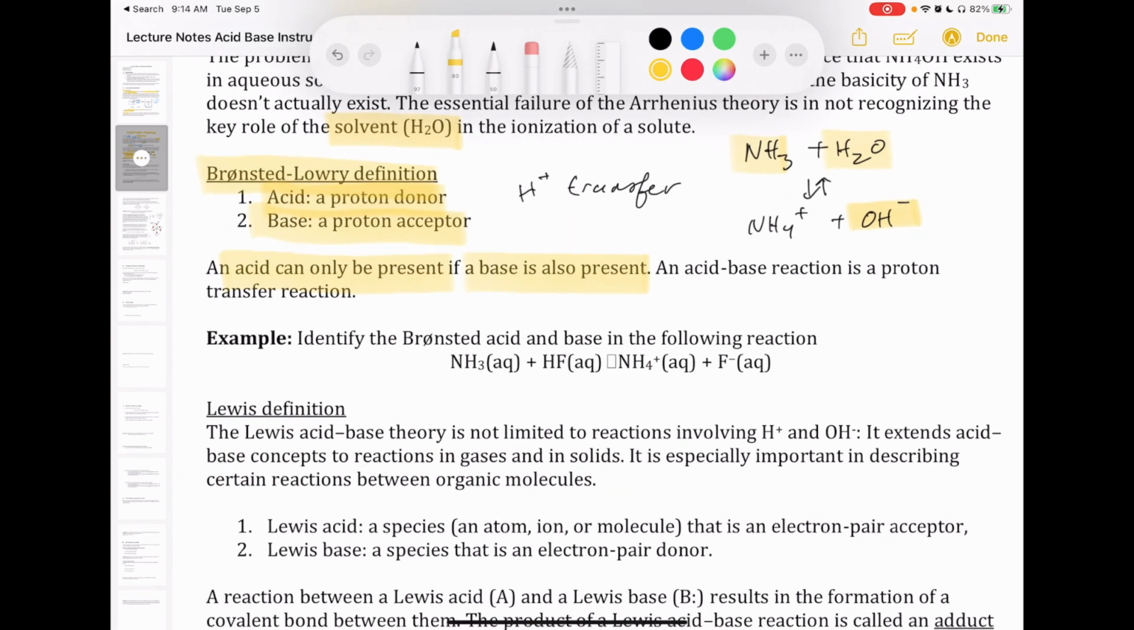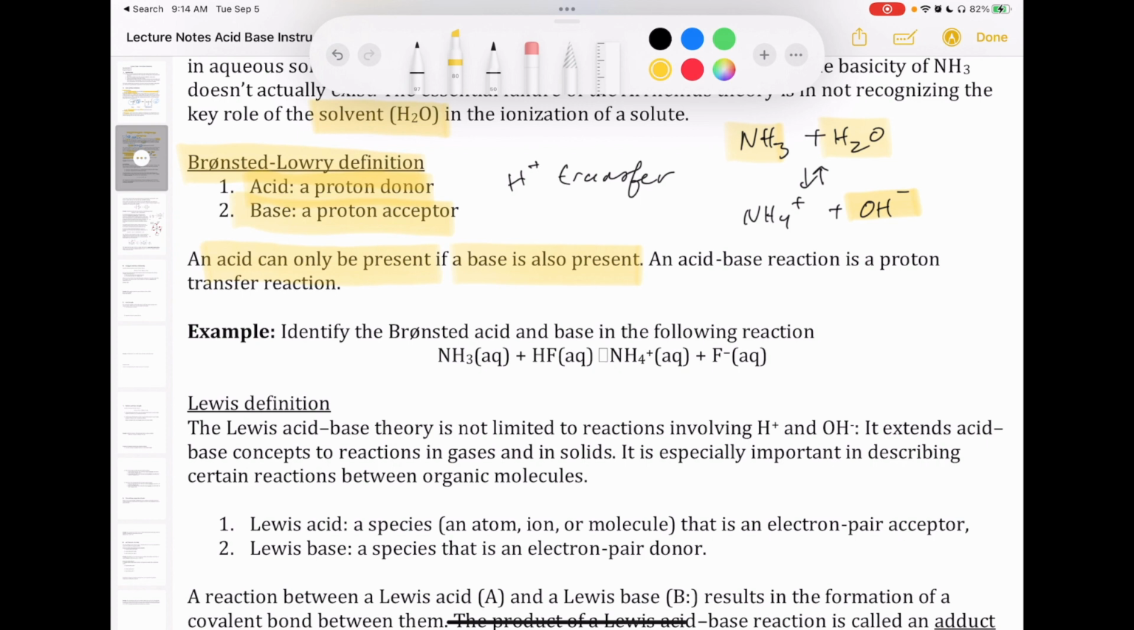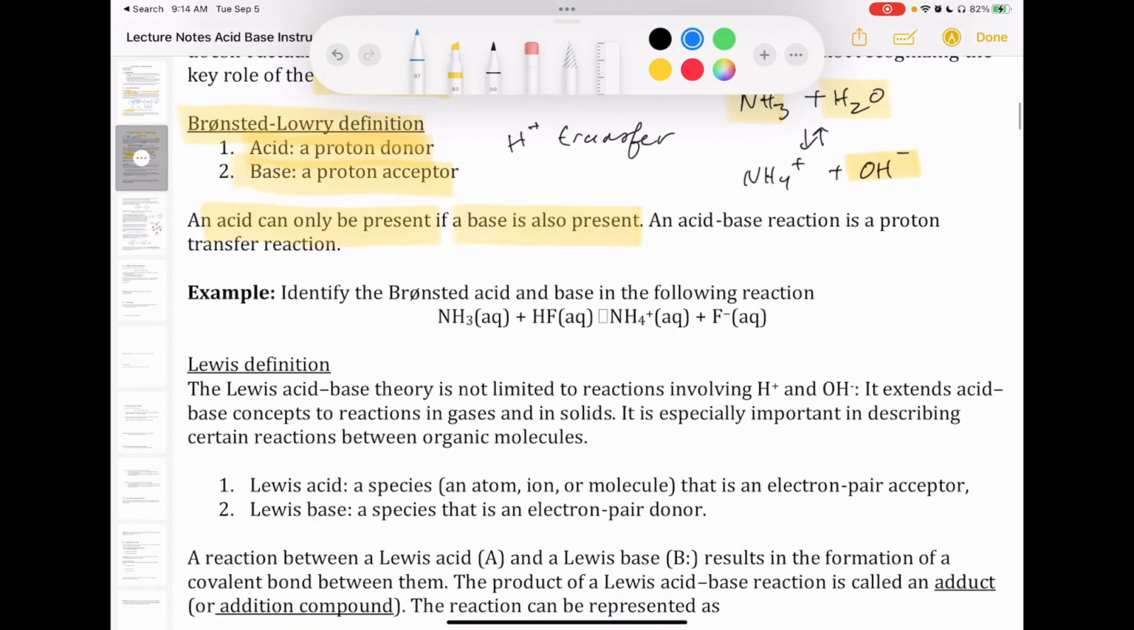Again, an acid is a proton donor and a base is a proton acceptor. Going to the example reaction here, we have ammonia reacting with HF. Now we know that HF is an acid and ammonia is a base. How do we know that? Well, we look at the product side of the equation. You see that the ammonia has now become ammonium, so ammonia has gained a proton. The HF, on the other hand, has become F minus, so it has lost a proton.